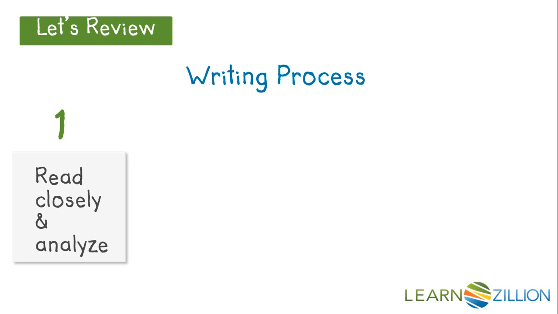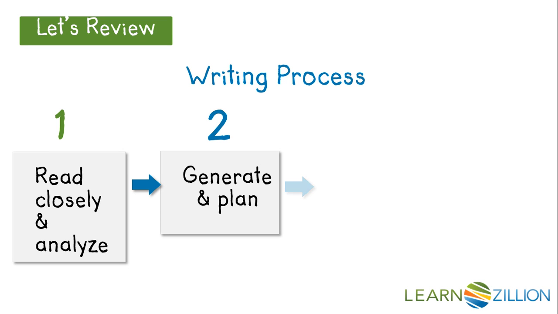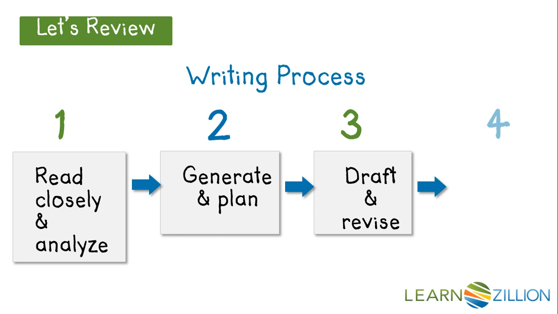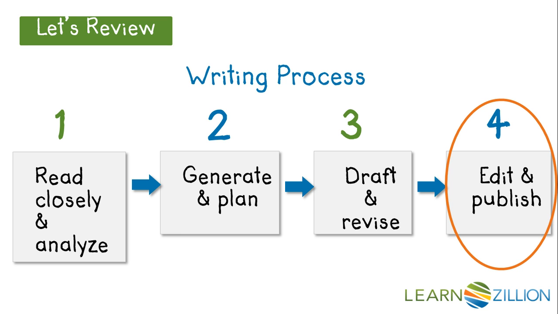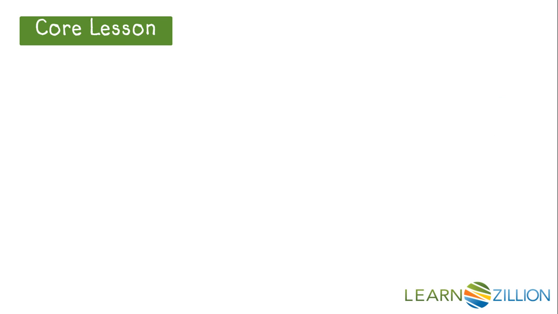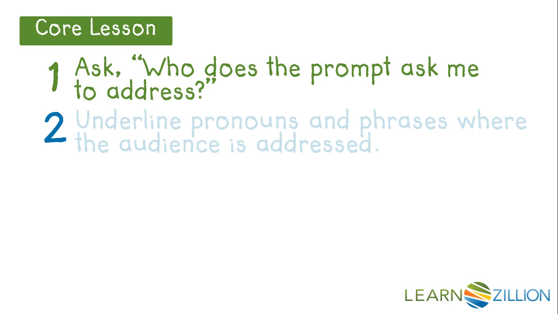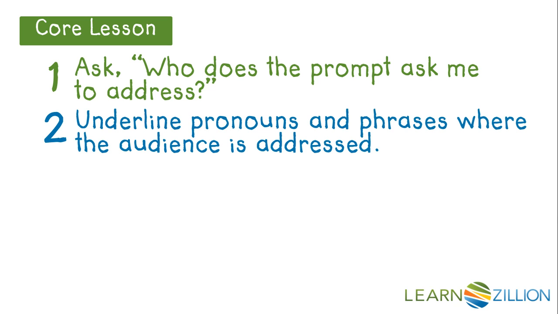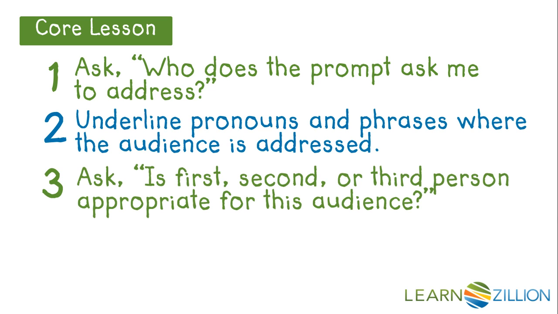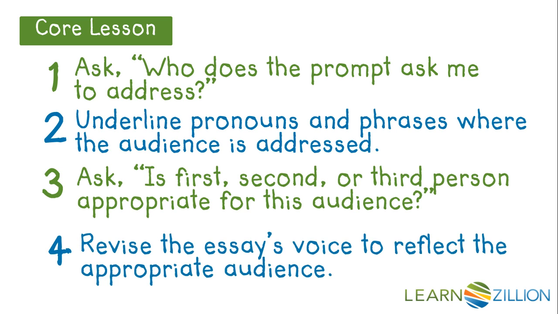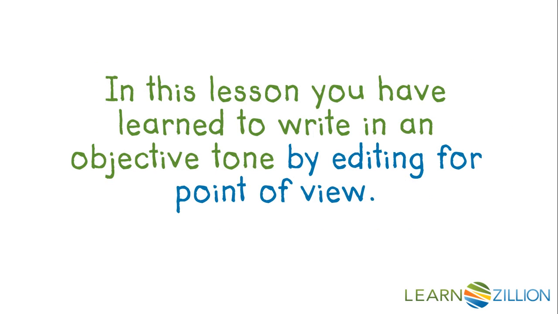So here in the writing process, we've done all of these steps. And finally, we really were looking at just editing, making small editing changes before we publish. So in this lesson, we asked, who does the prompt ask me to address? We underlined pronouns and phrases where the audience was addressed. We asked, is first, second, or third person appropriate for this audience? And then we revised the essay's voice to reflect the appropriate audience. In this lesson, you have learned to write in an objective tone by editing for point of view.